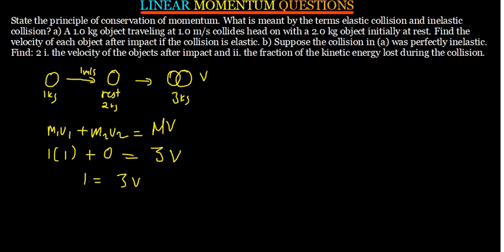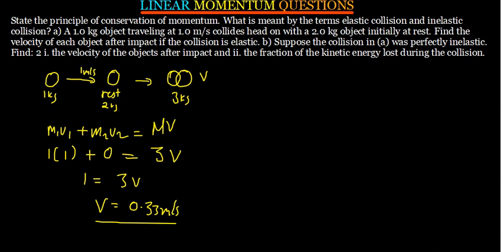So to be able to find this v, we just divide 1 by 3, and that is going to give us 0.33 meters per second as the final velocity for both. Okay, so that will be the velocity of the object after impact, and then the fraction of the kinetic energy lost during the collision.